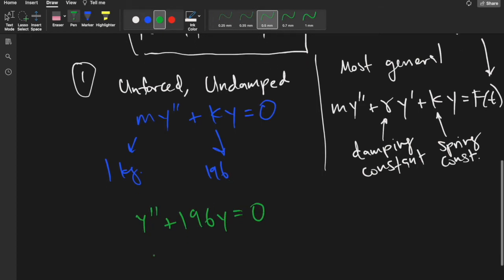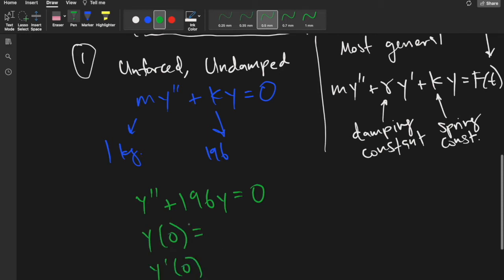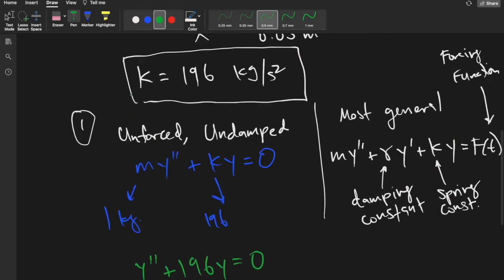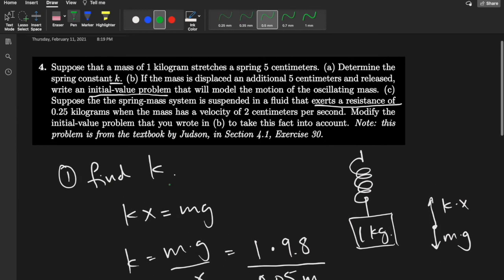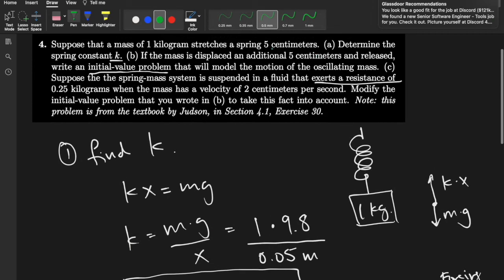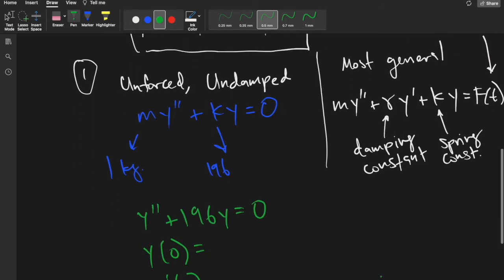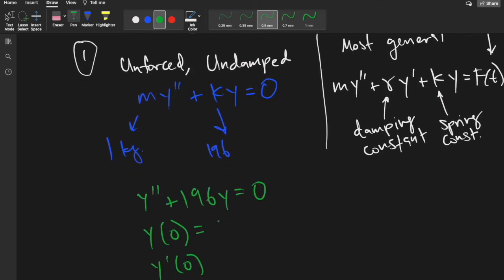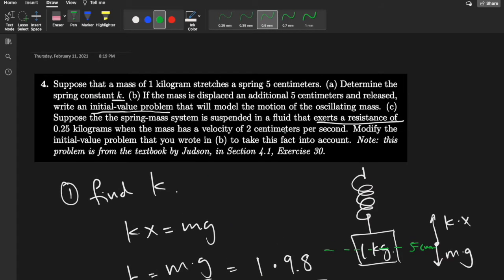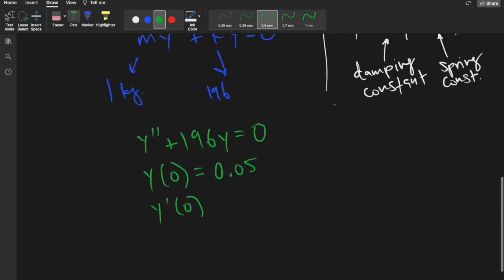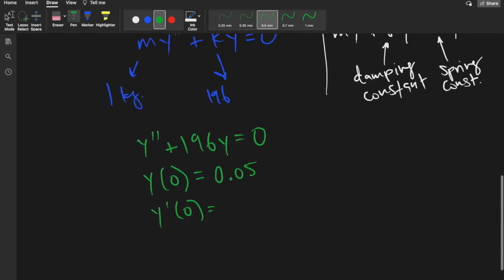And we also can't forget about our initial values, since this is an initial value problem. So y(t) here represents a displacement, or a distance that the spring is stretched past its equilibrium. We know from part 1, the 1 kilogram mass automatically stretches the spring 5 centimeters, so its resting position is at 5 centimeters. And then in part B, we pull it 5 centimeters more. So our extra displacement, y(0), is 0.05, because at the start of our motion, we have physically stretched the mass an additional 5 centimeters, and then we released it.